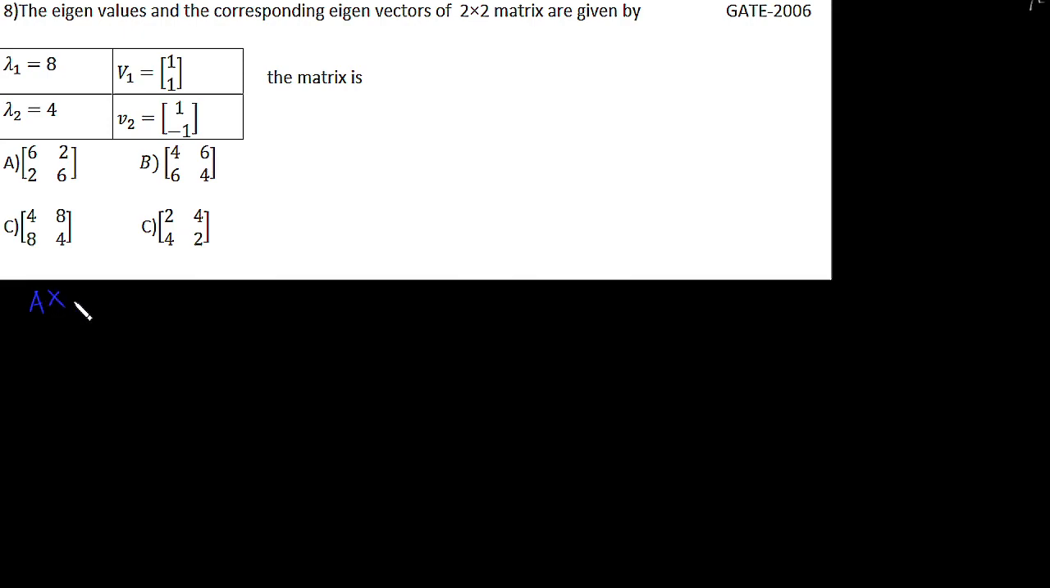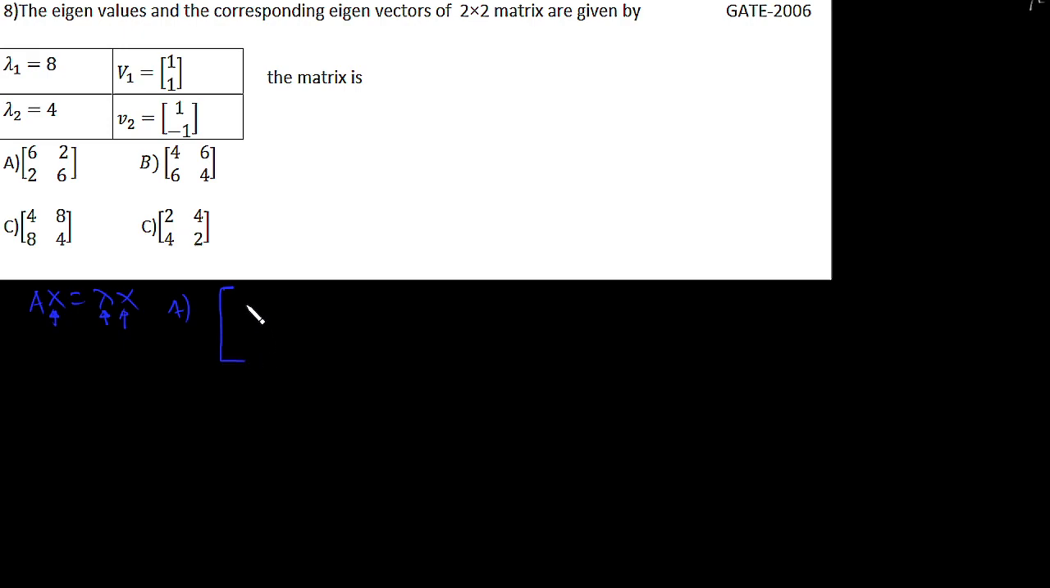It is Ax equals lambda into x. If we multiply a matrix by its eigenvector, then in the output we get the same eigenvector, but multiplied by some scalar, which corresponds to the eigenvalue. So in this problem also, we are going by the options. Let's check first option A.